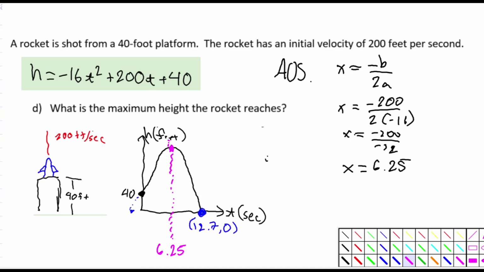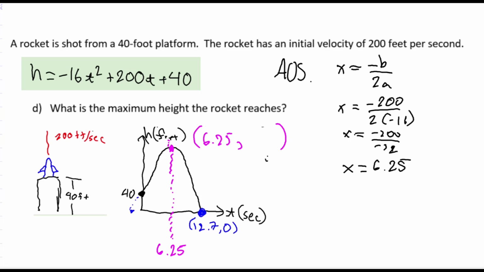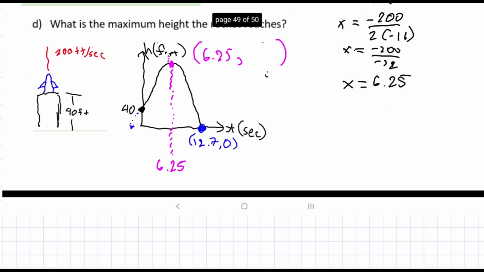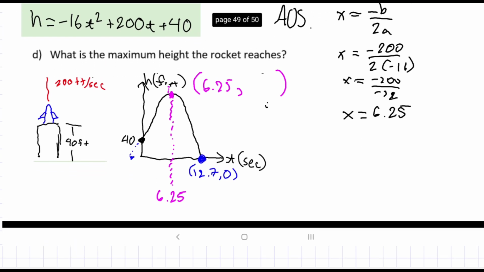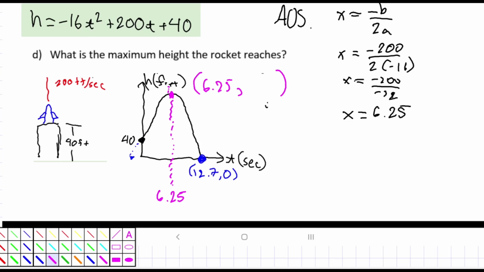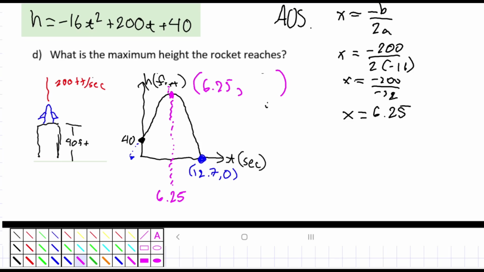So where's the vertex? So the vertex will be at 6.25, comma, and then some number. We need to figure out what that number is, and how do we do that? How are we going to figure out what number that is? So let me give us a little bit more room here. So now all I'm going to do is do a little substitution. So I'm going to substitute that 6.25 in for t and find out what the height is.